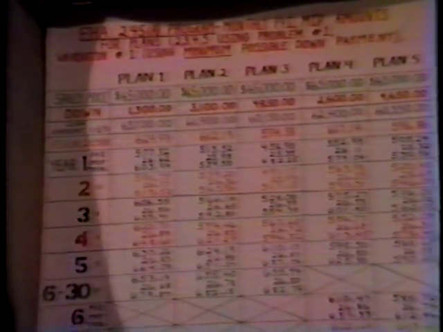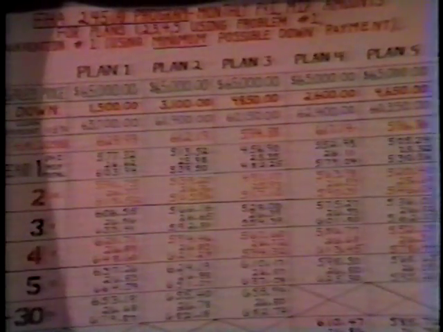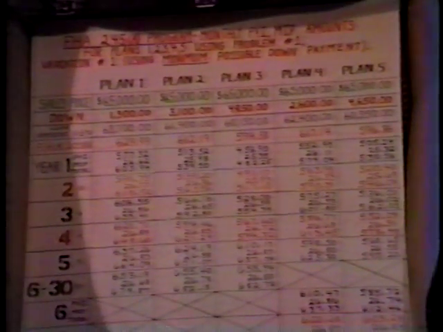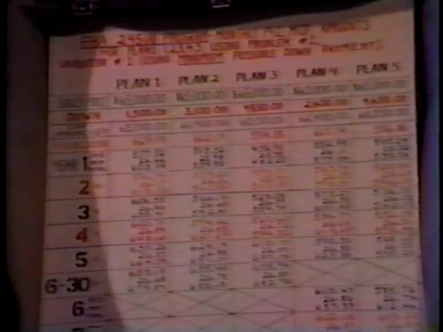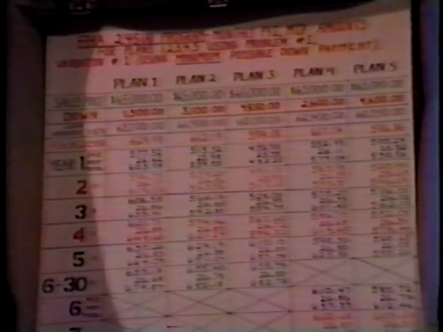Now, let's look at what this says, because it is a little complicated. It says 245A program, monthly P&I, MIP, for plans 1, 2, 3, 4, and 5. You can see that going from left to right, can't you? Using problem 1, variation 1. What is variation 1? Nothing more than working out the minimum down payment. Now, notice it says on the left-hand column, sales price. The sales price is constant, isn't it? Okay, 65,000 all the way across. Then, notice the down payments going across.